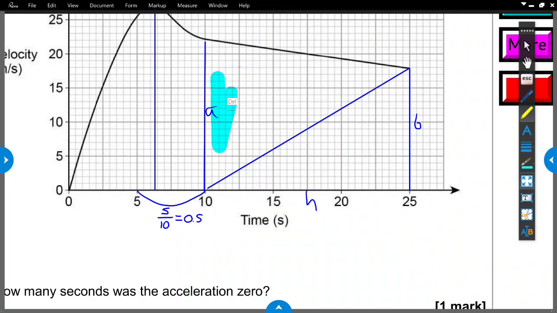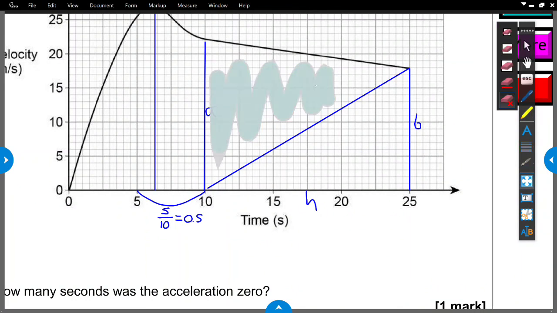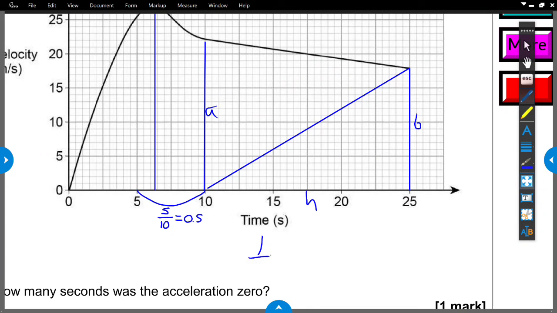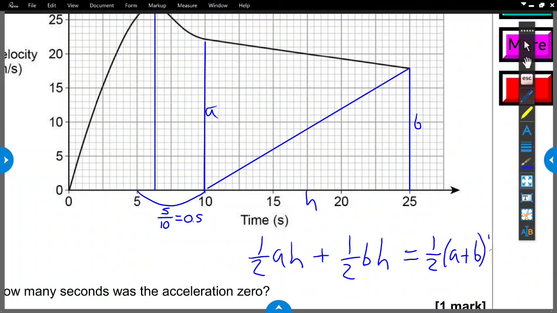If I wanted to work out the area of this triangle here, I can apply my formula, which is half times the base times the height. In this case, the base is A and the height is H. And then I'm going to add the area of this triangle here, which is half B times the height. If I do a bit of playing around with this, I can bring out half as a factor, half, and then also A plus B, and I get this formula here. This is the formula which we're looking for the area of the trapezium.